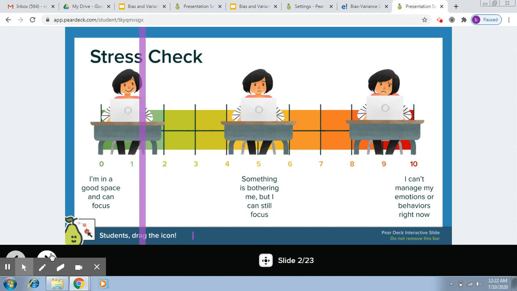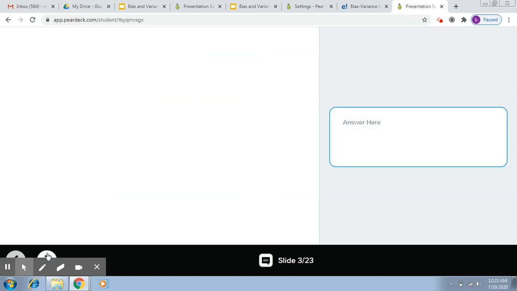So how is he feeling today? And I think that is one good way to start always. And the student can move this if something is bothering me, but I can still focus, and to the other options. Going to the next.